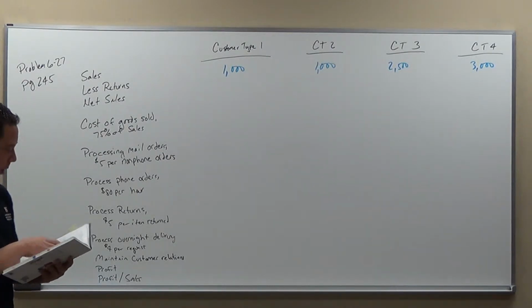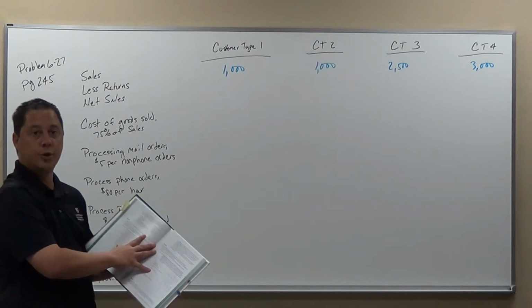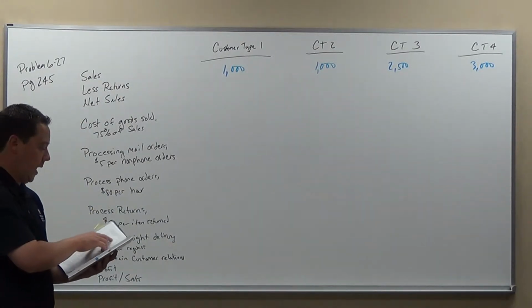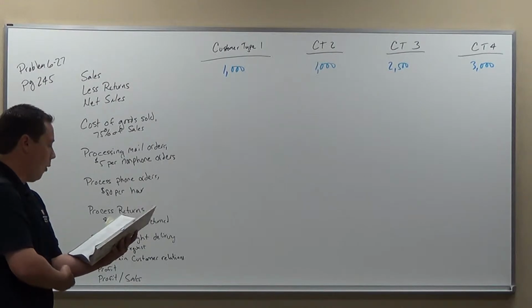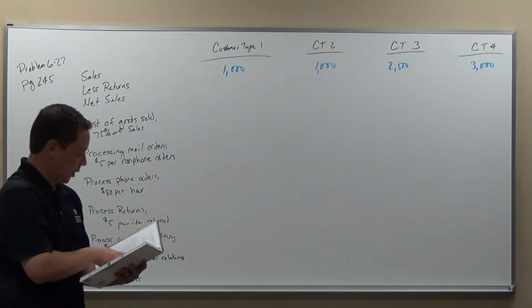They have developed the following activity cost driver rates, and they are supported in the table on 246 at the top of the page. Take a look at that. We're going to use some of that information in this problem, and I'll go over it when it comes up. Okay, so what are the requirements for the problem? Let's take a look at this.